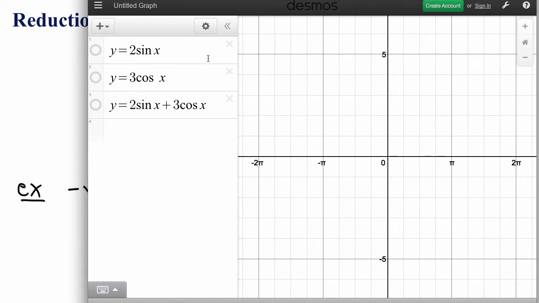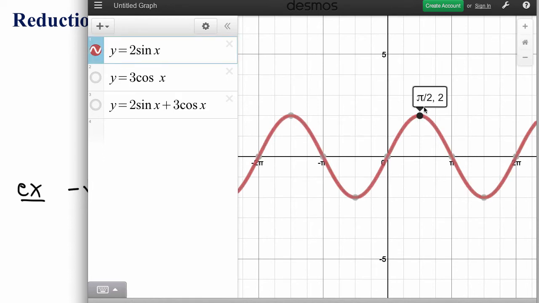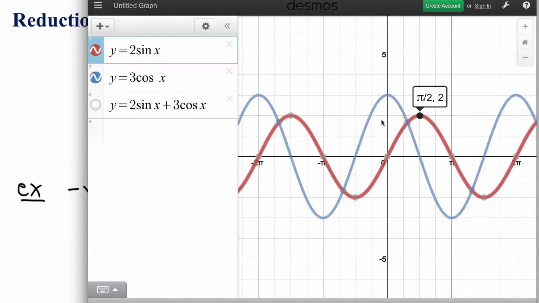So I have three functions here: 2 sine x, 3 cosine x, and the sum of those two functions. 2 sine x, its graph is this. It's the familiar sine graph. The amplitude is 2, so the highest point is at pi over 2, 2. The second graph is 3 cosine x. It's a little bit different graph, but it has amplitude 3. This is again a familiar cosine graph.